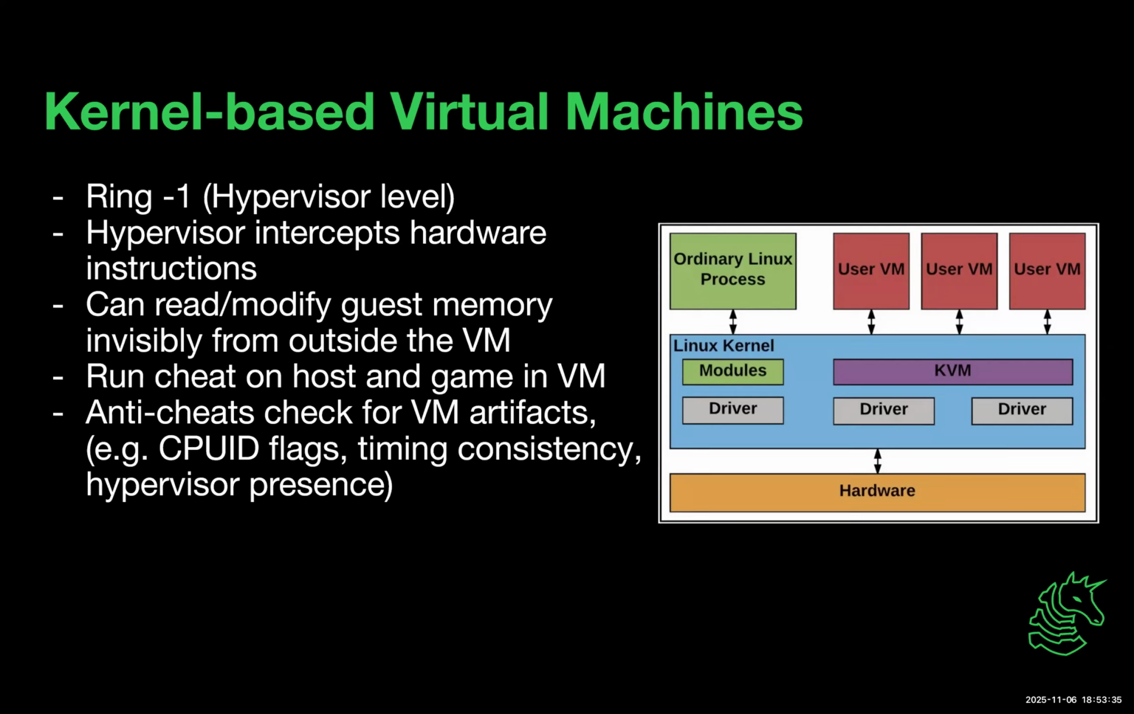Essentially the whole goal here is that we run the cheat on our host computer, and in a VM we're running the game, right? And in that VM, we're manually modifying the memory of the game without any syscalls or anything. It's very detectable if you're in a VM, though. You can check your CPU ID flags, see if your CPU frequency is always at 1 gigahertz for whatever reason and never changes, or whether a hypervisor is present.